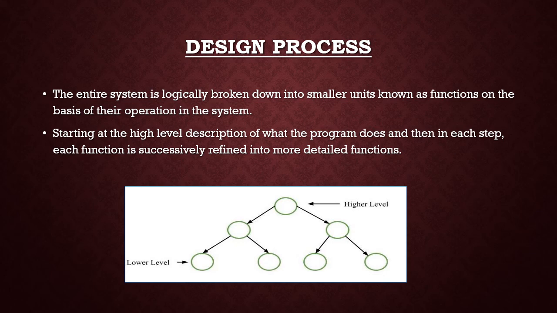Now this is how we do the designing process in function-oriented design. The entire system is logically broken down into smaller units known as functions on the basis of their operations in the system. As you see in this diagram, we have a system which is broken down into two units, and these two units are further broken down into two more units. Like this we keep on decomposing every module, and we start with a high level description of what the software or program does, and then at each level we refine each part of the description one by one by specifying all the details of the functionality of every part.